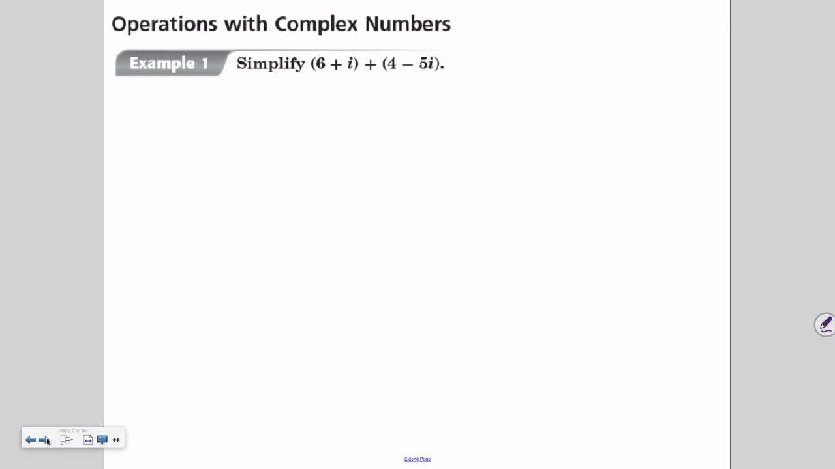So the 6 and the 4 are like terms. 6 plus 4 is 10. And I have 1i minus 5i, which is -4i. And I'm done.